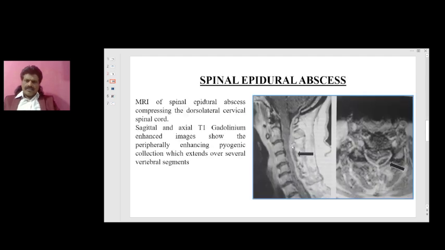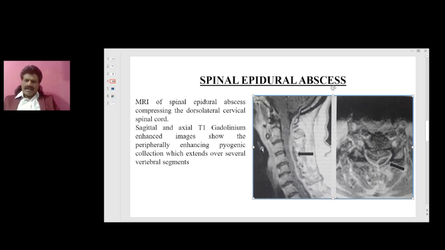And this is the spinal epidural abscess. You can see here the spinal epidural abscess. This is the spinal cord. This is the pons, medulla oblongata and then comes the spinal cord. These are the coverings of the spinal cord, that is the dura mater, the outer covering of the spinal cord. Here you have the infectious process, the hypointense signal. This is the abscess.